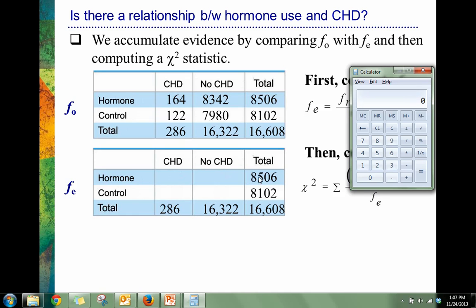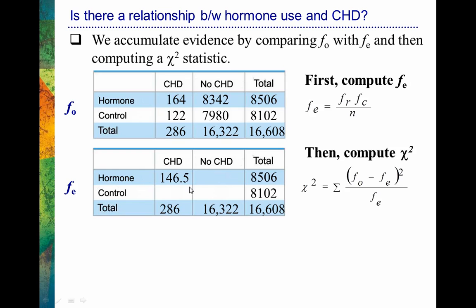We're going to take the total for the row, 8,506. We're going to multiply that by the total for the column, 286. We get a huge number, so let's just leave that in our calculator, and then we're going to divide by 16,608. So divided by 16,608 equals 146.47. Let's just call that 146.5. Okay, so right here is our first expected frequency, 146.5.